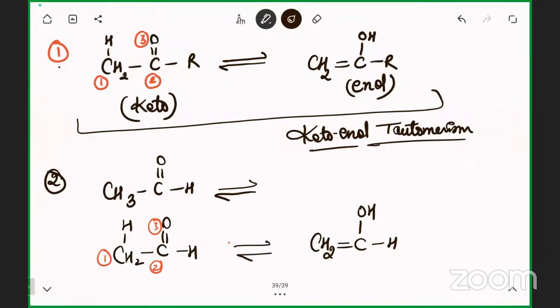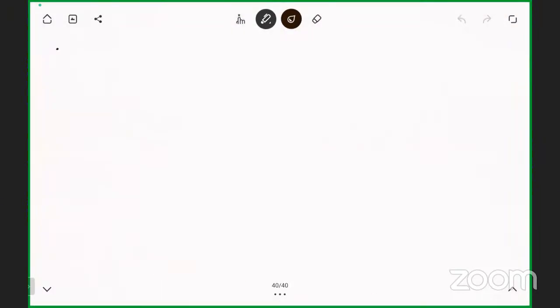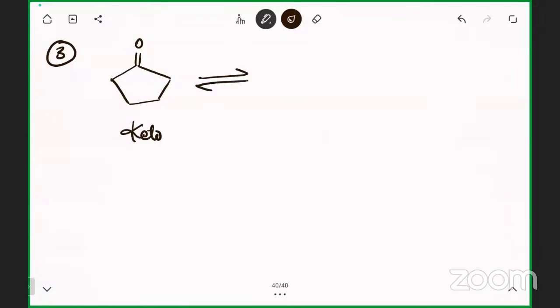Got it? Yes or no? Okay. I'm giving one more example. Now I just want you to tell me the answer. This is keto form. Make the tautomerism. One more example I'm giving. Do the tautomerism.